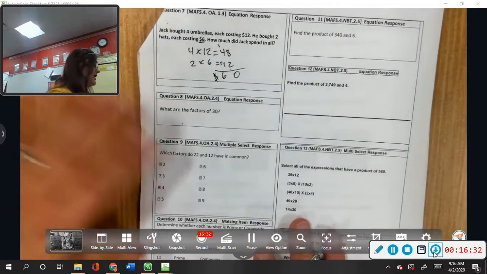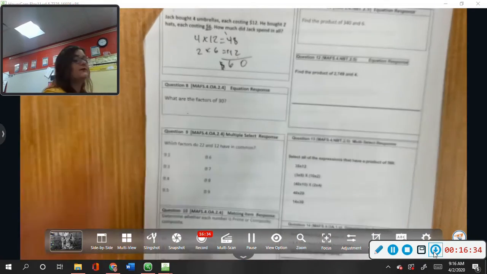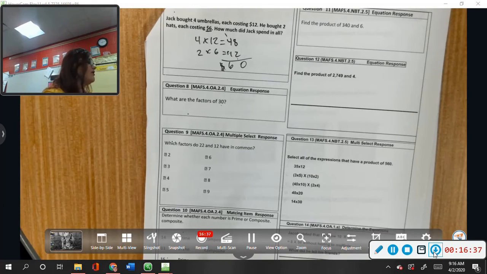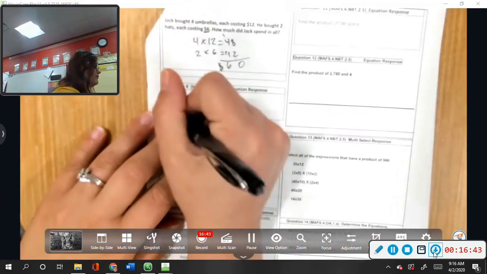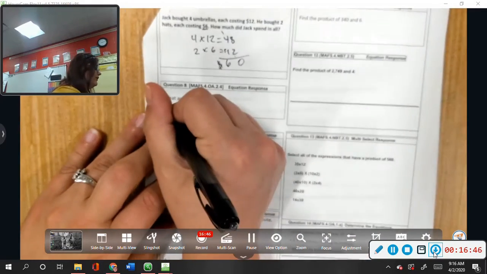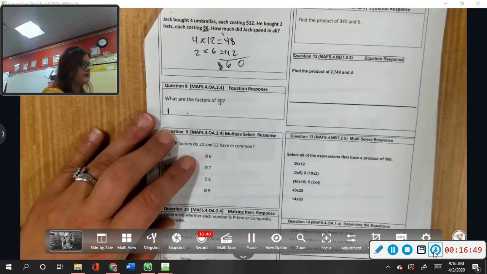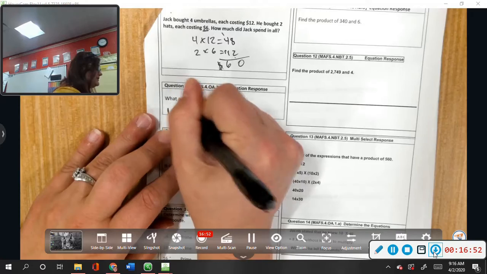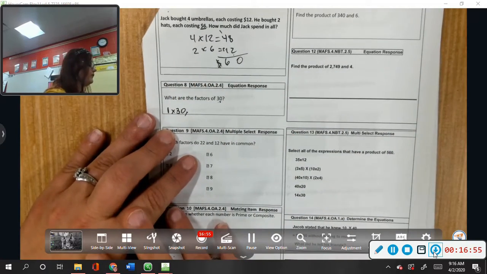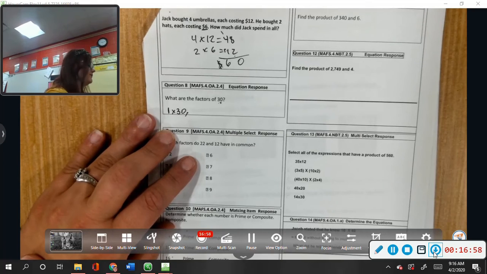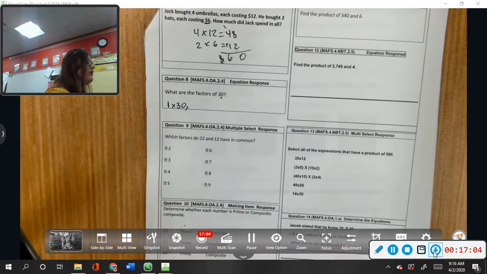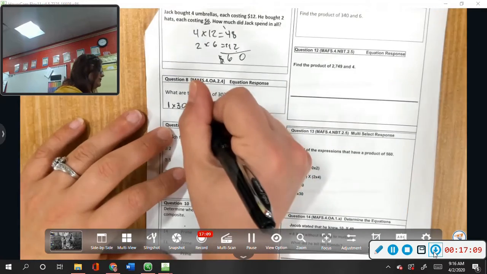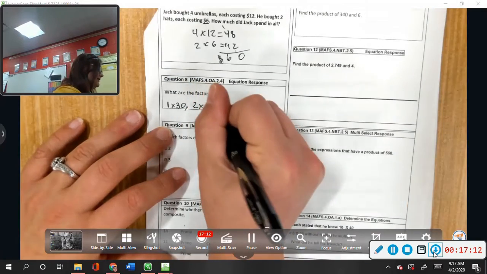Spent $60. What are the factors of 30? Remember, factors are the numbers that we multiply together, not the products. So what numbers do we multiply to get 30? Remember, we always start our factorization with the 1 because all numbers have a factor of 1. 1 times 30 is our first one. What's another one? Well, 30 is an even number, so it must be divisible by 2. But how do I test that? I can divide it, or I can use mental math and think, half of 30 is 15, and so 2 times 15.